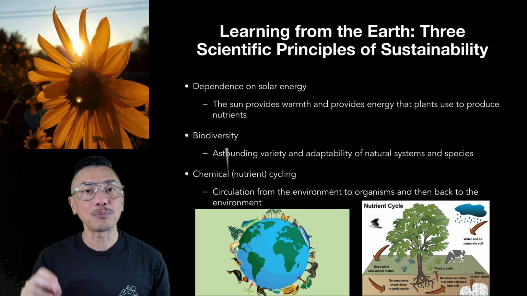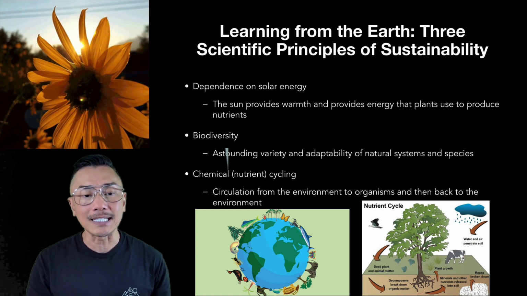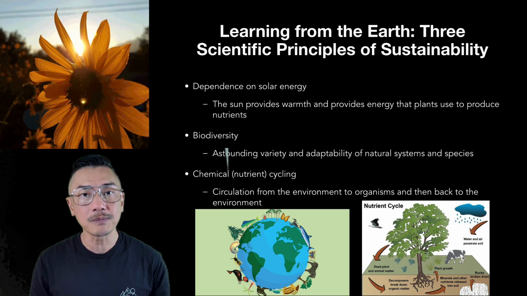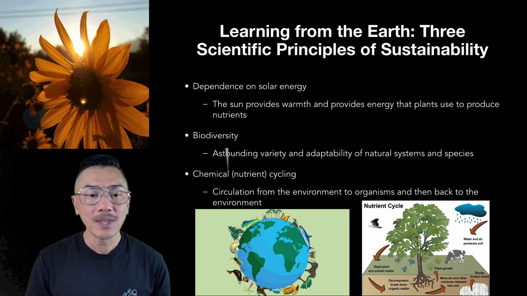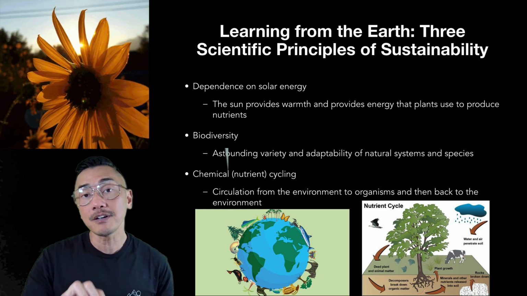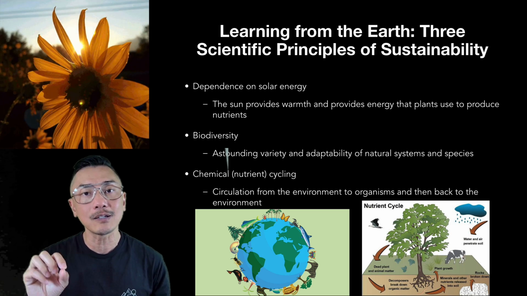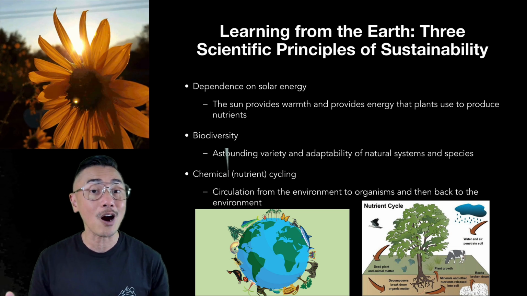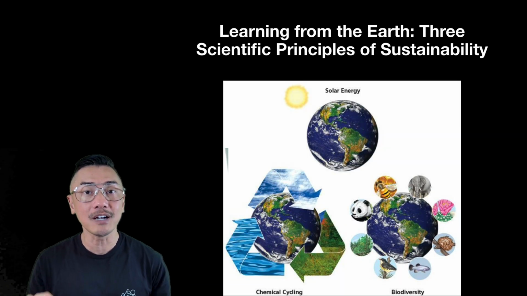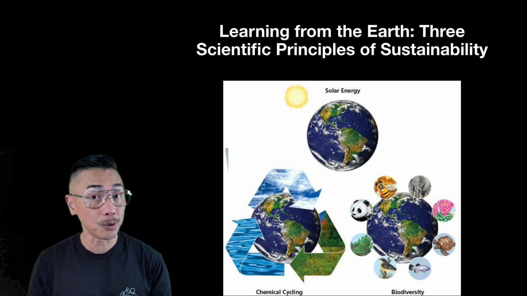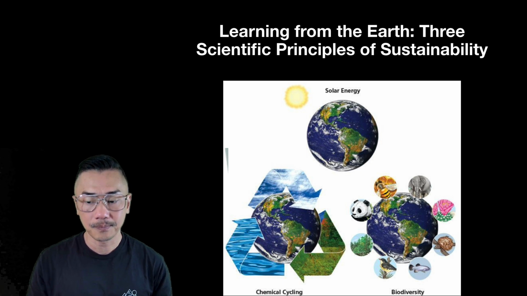Second is the stability provided by biodiversity. Biodiversity is the astounding variety and adaptability of natural systems and species. And third is chemical or nutrient cycling, the circulation of nutrients from the environment to organisms and back to the environment sustains life and regulates climate, as in the case of the movement of carbon dioxide. This graphic again highlights the three principles of sustainability: the dependence on solar energy, biodiversity, and chemical or nutrient cycling.